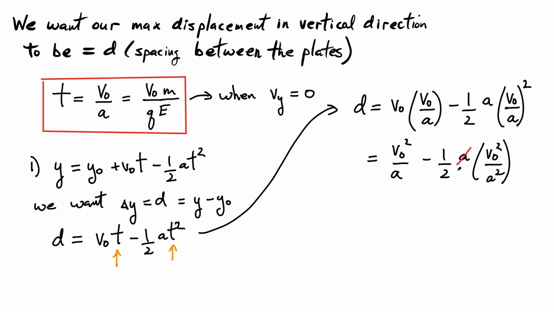Now have a look at this term. You have an a here, and you have 2 of them over here, so you can get rid of 1. And these 2 terms are exactly the same, except the second one has a coefficient of 1/2 in the front of it. So at the end, this is our expression for our displacement, is 1/2 V0 squared divided by acceleration.